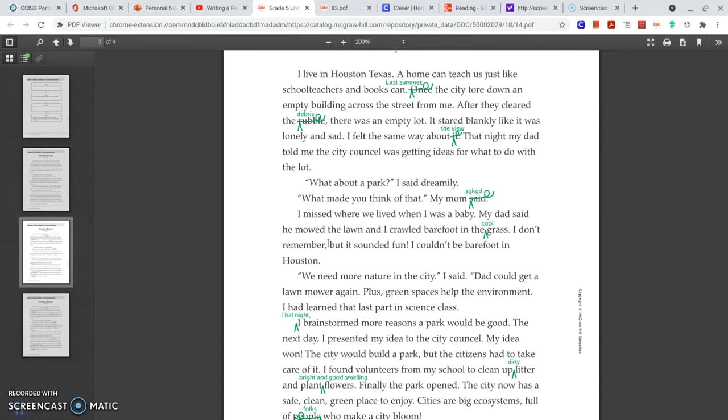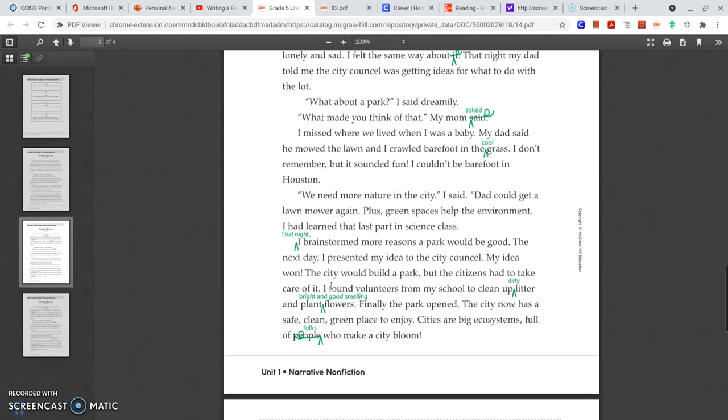I missed where we lived when I was a baby. My dad said he mowed the lawn, and I crawled barefoot in the grass. Using an adjective, he uses cool grass. I don't remember. It sounded fun. I couldn't be barefoot in Houston. We need more nature in the city, I said. Dad could get a lawnmower again. Plus, green spaces help the environment. I had learned that last part in science class.